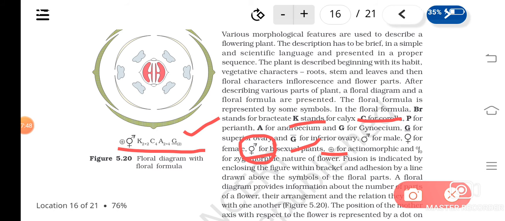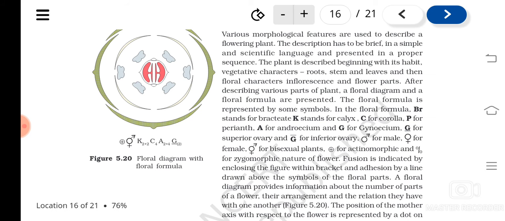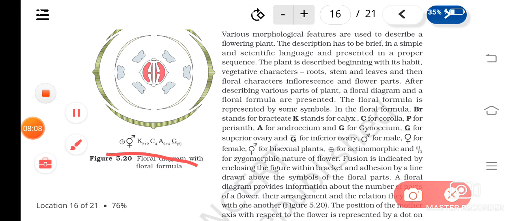Different letters or various symbols are used to describe the various characters. Understood? So for a flower, we can easily explain or understand it by seeing the floral formula. This is an actinomorphic, bisexual flower. Then the calyx consists of 4 sepals, but they are arranged in 2 different layers, one layer of 2 and another layer of 2.